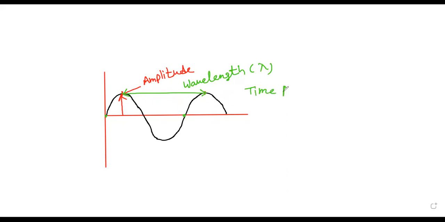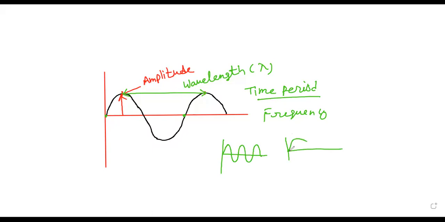And time period is the time taken for a wave to complete one oscillation or one wave. And frequency is the number of waves per unit time, or the number of complete waves produced in 1 second, right? So how can we distinguish between two sounds of different frequency? This is one sound, this is another. This is a sound of high frequency, this is a sound of low frequency, because more waves are generated in less time here, and in the same time fewer waves are generated here. So that will have low frequency, right?